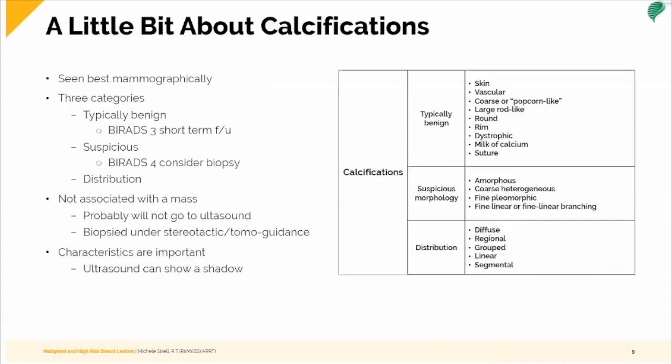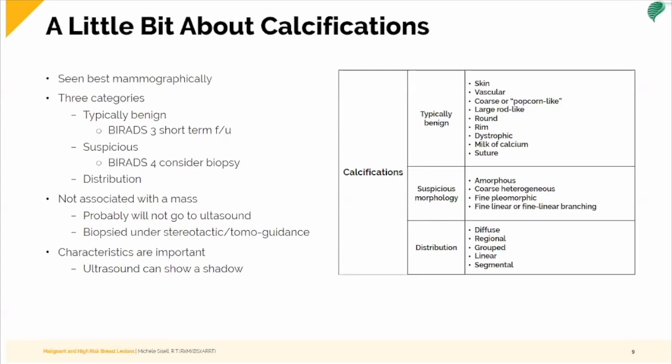A little bit about calcifications. These are best seen mammographically. There aren't going to be many times that a radiologist asks you as the sonographer to go find something that is a group of calcifications unless it's within a solid lesion or something that looks like it might be solid with that grouping. So there are three categories with these different calcifications: typically benign, which would be BIRADS 3, short-term follow-up; suspicious, BIRADS 4, consider biopsy; and then the distribution of them. We want to know what the different distribution is.